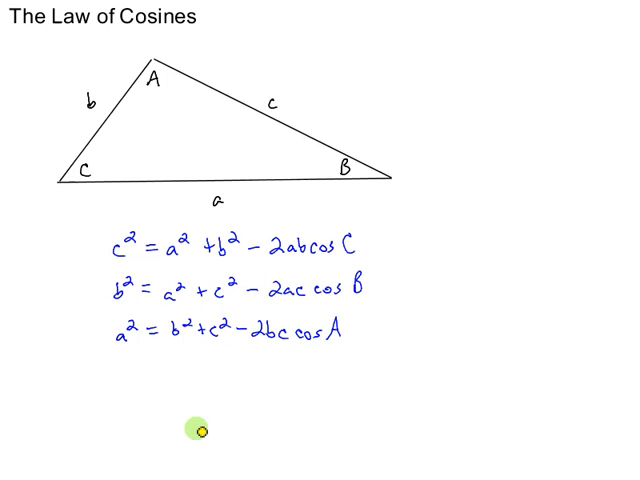And that's different from the law of sines. In the law of sines, if you know all three sides, you can't do anything because you need at least one angle.